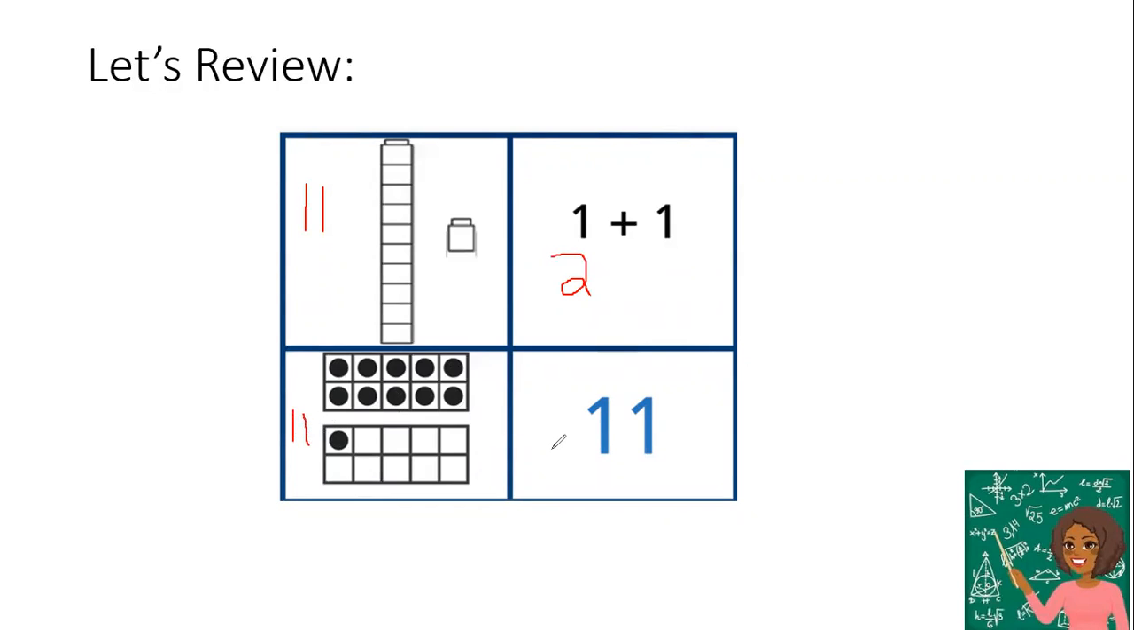And then our last box is in standard form already. And 11 is 11. So let's see. We have 11 in box 1, 2 in box 2, 11 in box 3, and 11 in box 4. 2 does not belong. If you chose 2, way to go.